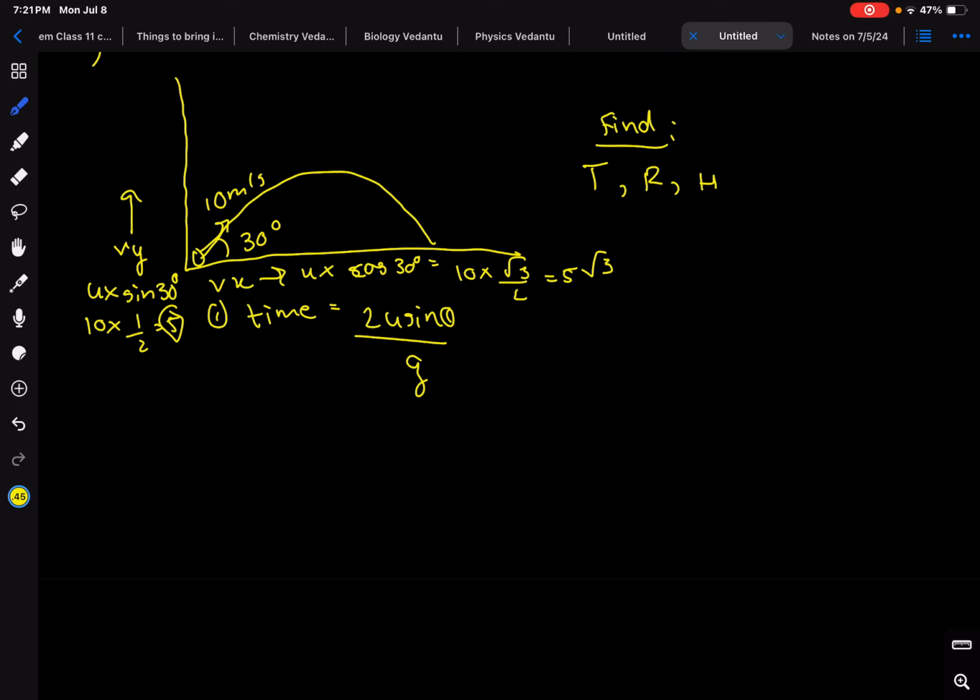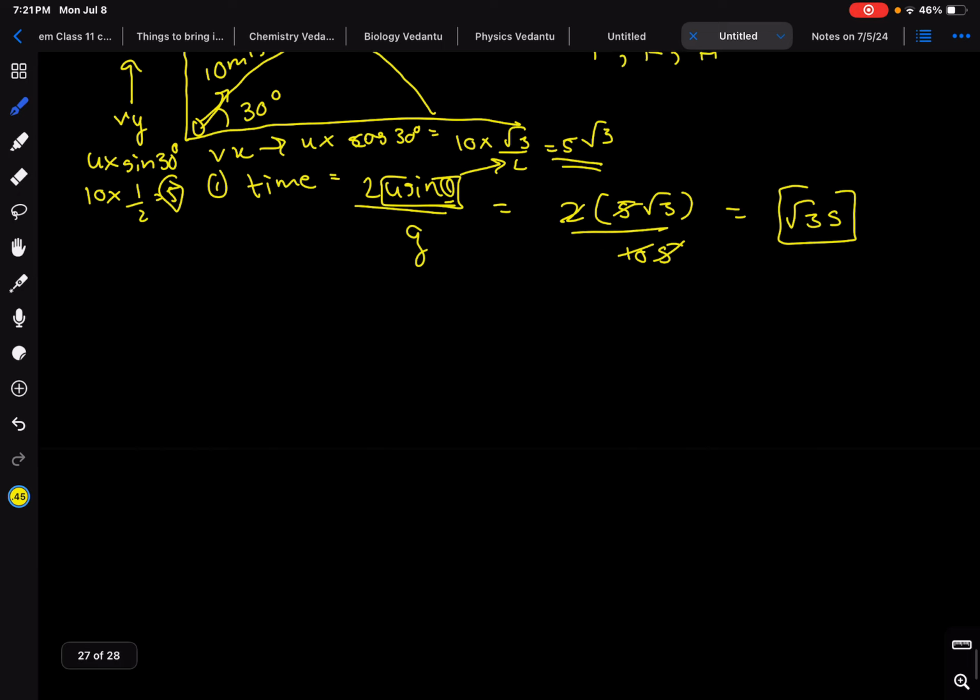Alright, so the total time is equal to 2 u sine theta upon g. Now we do not have to calculate u sine theta again. We can just take the value of u sine theta which we have over here, which is 5 root 3. So it is equal to 2 times 5 root 3 upon 10. Alright, 2 5s are 10 and the 5s cancel. Root 3 seconds is the total time taken.